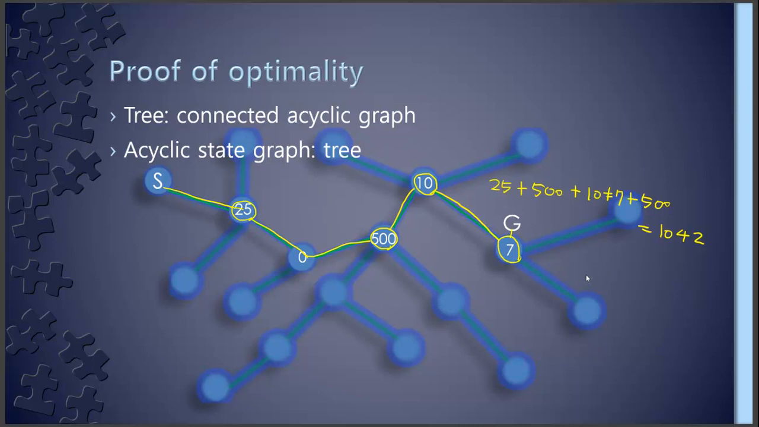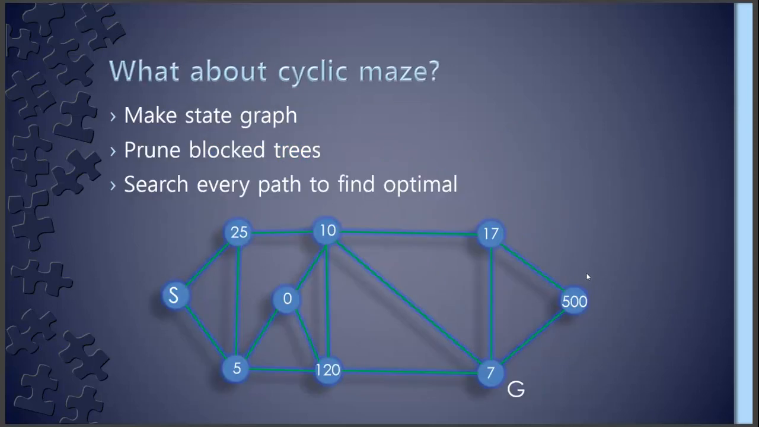Now, what if there is a cycle in the maze? In this maze, you can also make a state graph and you can prune block trees. Since we are dealing with only a 70 by 70 maze, a small state graph may be left after the pruning process. Then you can search every path to find the optimal path.